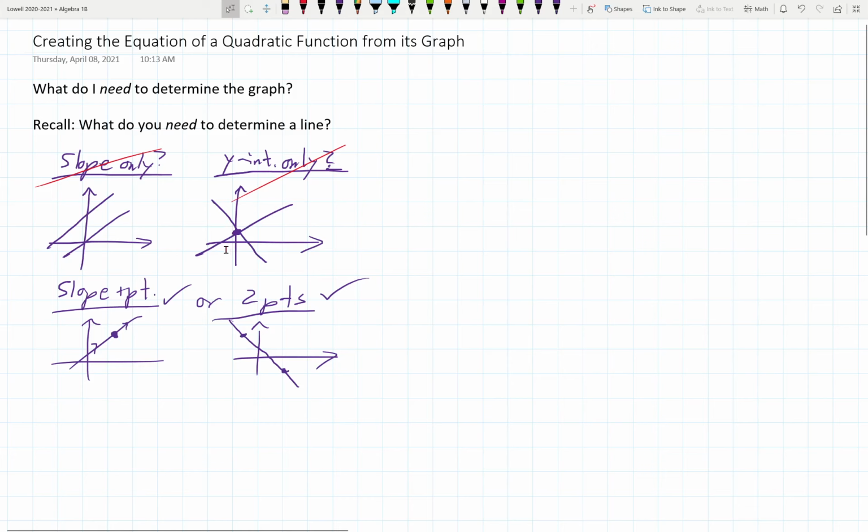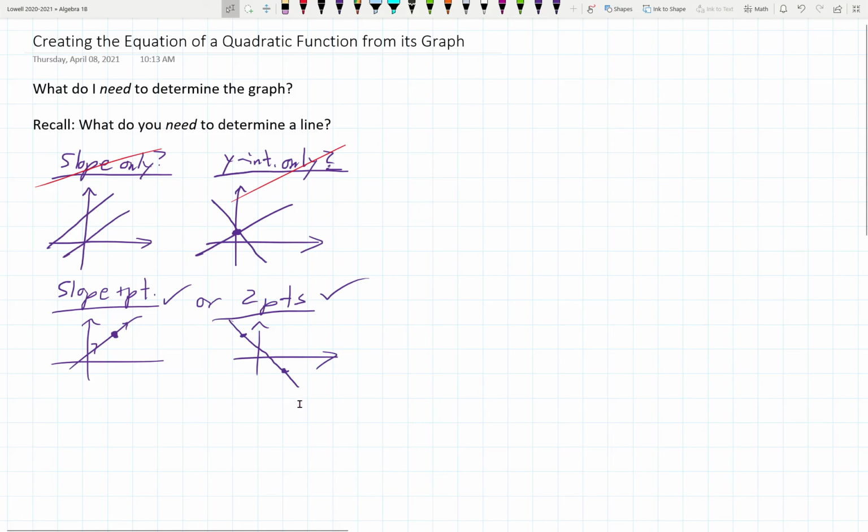In order to lock in a single line, meaning if I give you this information, there's only one line that works, that has that information, you would need either a slope, so a certain rate of change, and a single point on there, or you would just need 2 points, because that, in a sense, also provides the slope anyway.